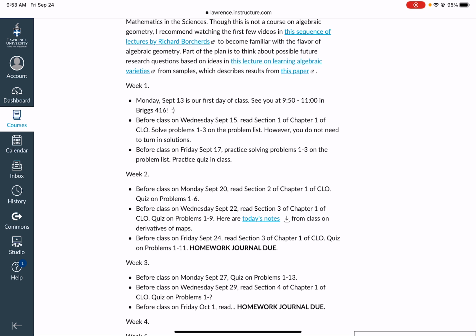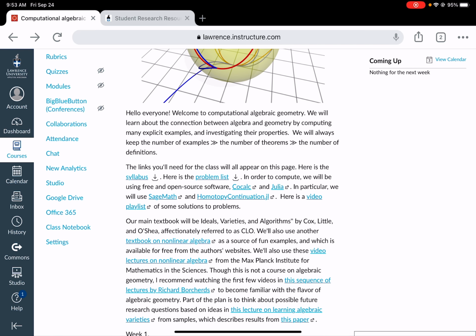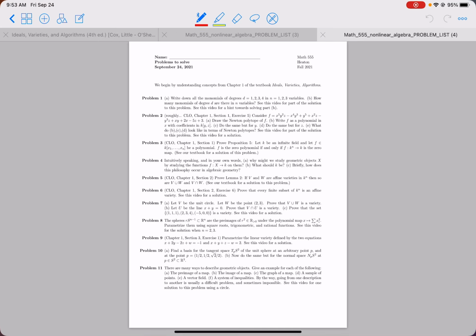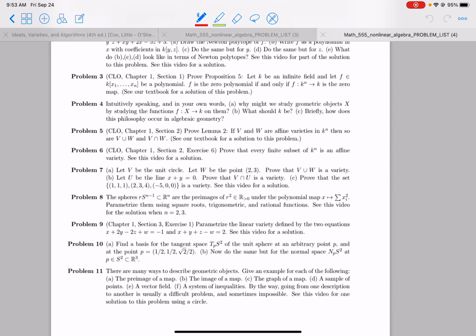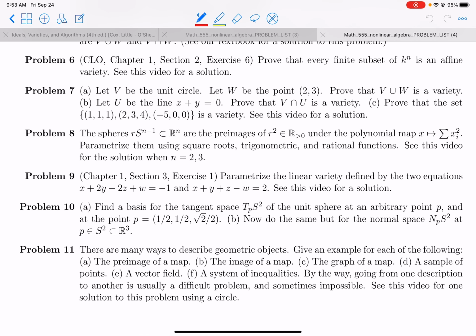And so on the Canvas homepage, as always, is everything you need. The updated problem list is there. I downloaded it, and these are the problems that you had already seen. Here we're parametrizing a linear variety in problem 9. Then this one is where we learn about the derivative. And specifically, what does the derivative mean geometrically, right? Because this is an algebraic geometry class.